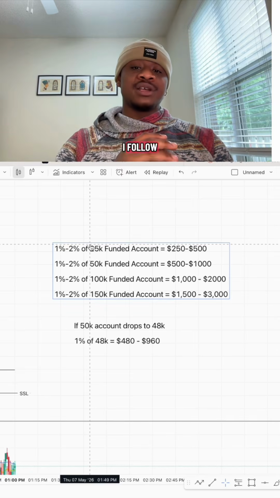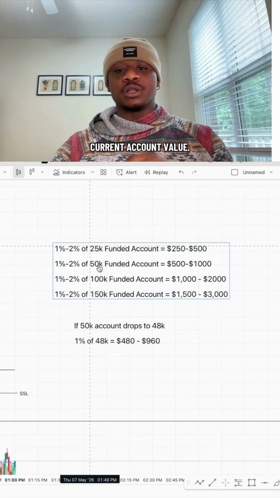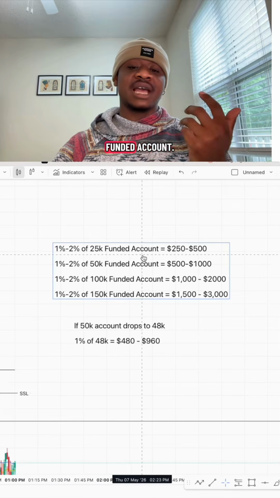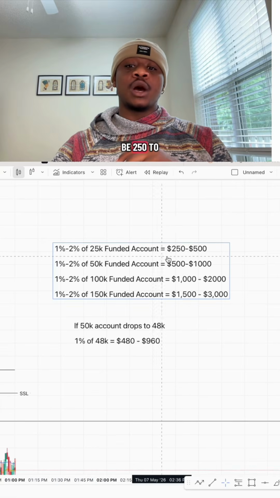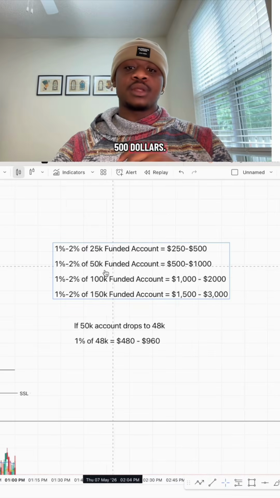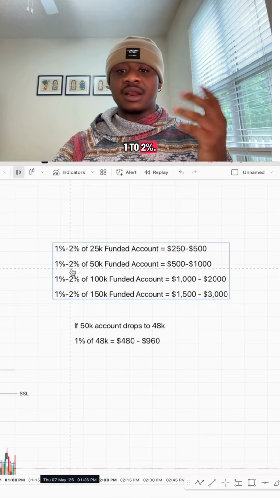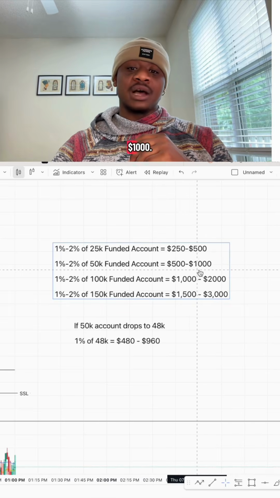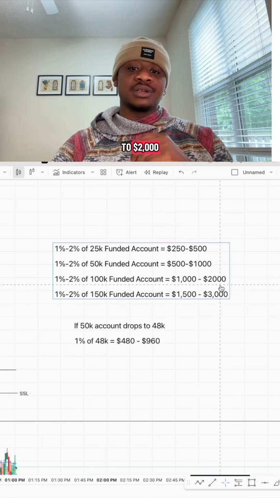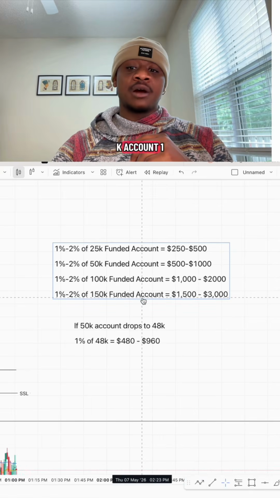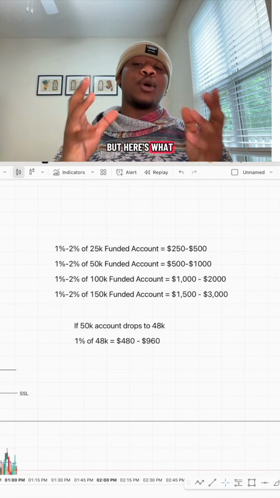The rule that I follow is that I never risk more than 1 to 2% of my current account value. So let's just say you're trading a 25K funded account. You shouldn't be risking more than 1 to 2%, so that would be $250 to $500. Let's just say you're trading a 50K funded account. You shouldn't be risking more than 1 to 2%, so that would be $500 to $1,000. For a 100K account, the risk should be $1,000 to $2,000, and for a 150K account, 1 to 2% would be $1,500 to $3,000. But here's what most people miss.